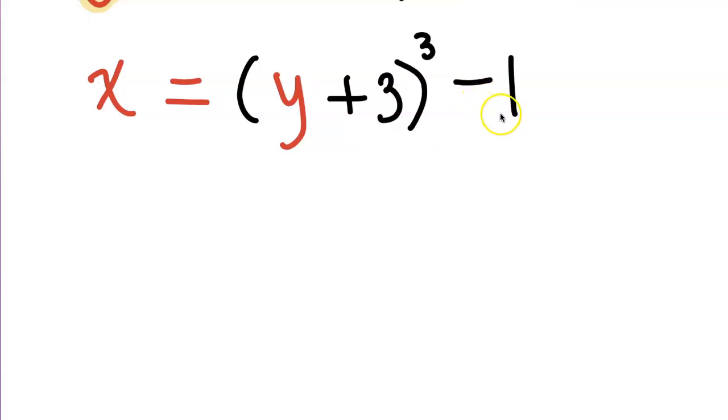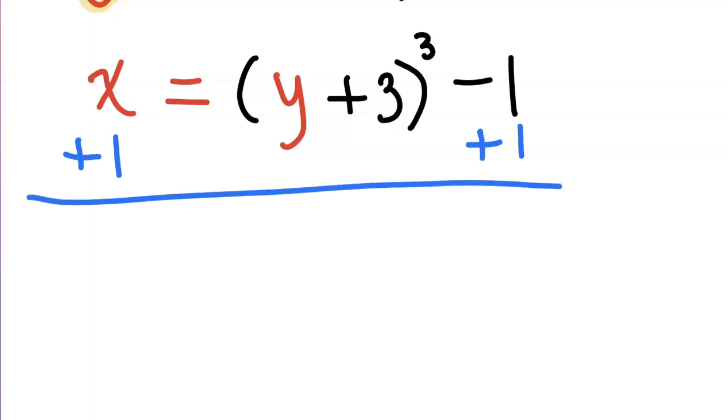So we're going to get rid of this subtracting 1 first, because whenever you are undoing something, you do it in the opposite order. So when you notice (y plus 3) cubed minus 1, when you want to undo everything, you will get rid of that minus 1 first, then this cube, and then this adding 3 last. Okay? So start by adding 1 to both sides. Plus 1 on both sides.